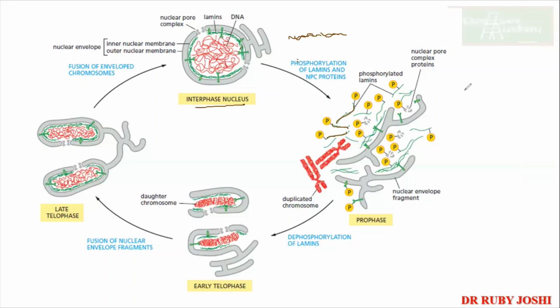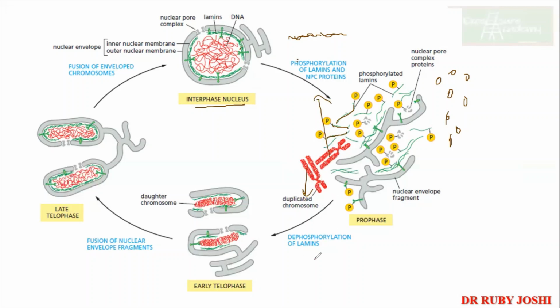So this is how it will happen, your small fragments get formed, okay? When the lamins are phosphorylated, by that time your DNA is getting condensed into the chromosome. Okay, now suppose the separation has happened. One chromosome went there, one chromosome came to us. Okay, now what will happen?